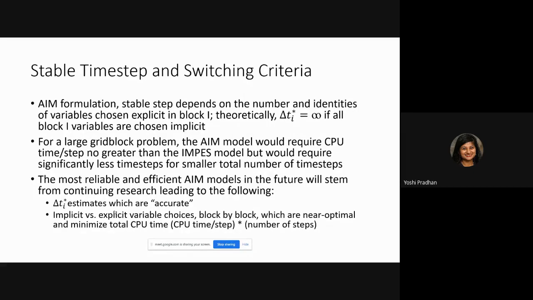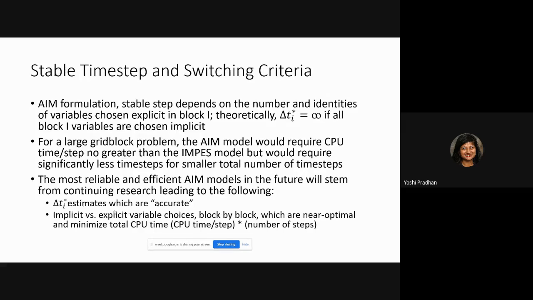In the AIM formulation, stable step depends on the number and identities of variables chosen in an explicit block I. Theoretically, delta T_i equals infinity if all block I variables are chosen implicit. For a large grid block problem, the AIM model would require CPU time per step no greater than the IMPES model, but would require significantly fewer time steps, for a smaller total number of time steps.